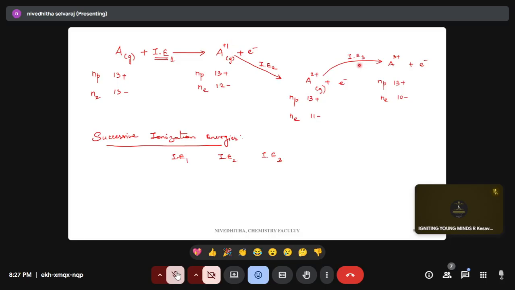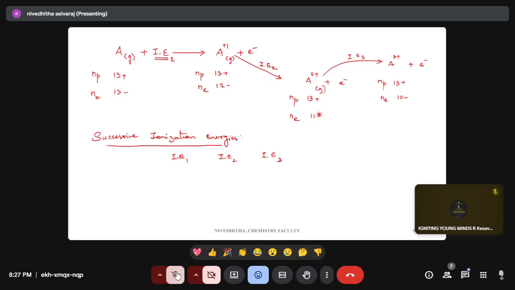But how about in this system? See here we have 13 protons and very few electrons. We have just 11 electrons. So here electrons will be attracted towards the nucleus so tight. So removing that electron is also very difficult. Now tell me which will have the highest energy and which will have the lowest energy.